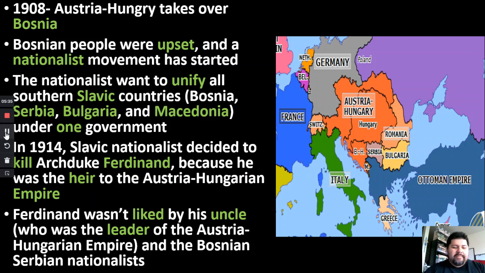Type of mentality. But here's the problem: Ferdinand wasn't liked either by his uncle, and his uncle was the leader. His uncle, when he dies, was basically going to have to pass on his reign to his nephew, and he didn't like him. So not only is Ferdinand not liked by the Bosnian Serbian nationalist people, he's also not liked by his own uncle. So both sides already don't like him. This poor guy.